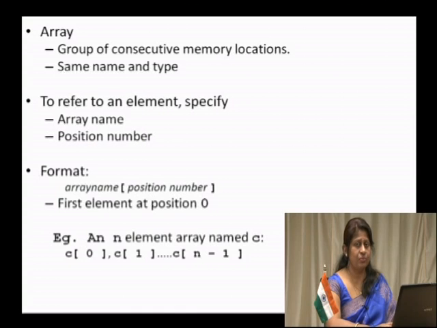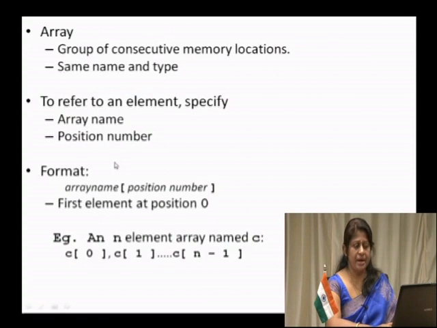So, in a nutshell, when we have to say what an array is, we can say an array is a group of consecutive memory locations which has the same name and same data type. So, we have multiple values that could be accessed by the same name, but with a different subscript. And to refer to an element, what we need to do? We need to specify the array name and the position number. So, this position number itself is the index of the array or the subscript of the array.